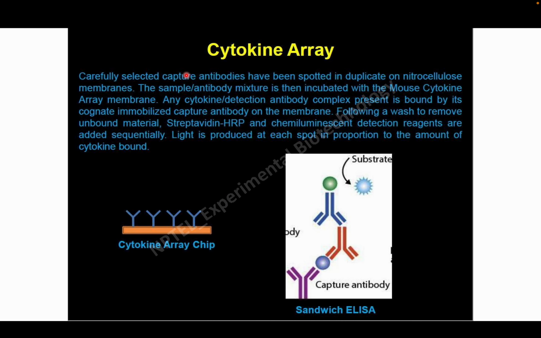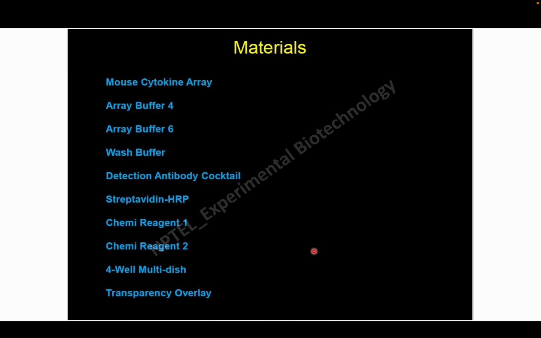So what is the cytokine array assay? Carefully selected capture antibodies have been spotted in duplicate on a nitrocellulose membrane. The sample or antibody mixture is then incubated with the mouse cytokine array membrane. Any cytokine detection antibody complex present is bound by its cognate immobilized capture antibody on the membrane. Following a wash to remove unbound material, streptavidin HRP and chemiluminescent detection reagents are added sequentially. Light is produced at each spot in proportion to the amount of cytokine bound. So the principle is very similar to the ELISA.